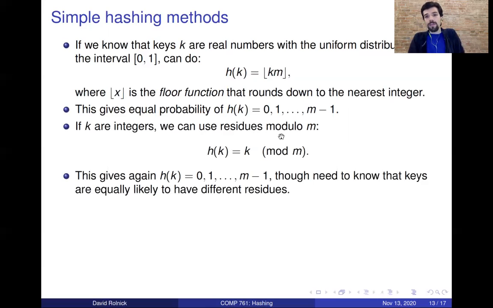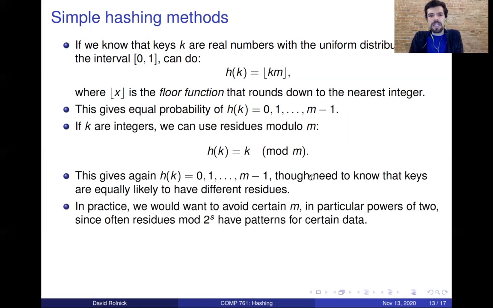That might not necessarily be the case. In practice, one could do this. It's not an unreasonable thing to do if you think that your keys are going to be pretty randomly distributed. Typically, we would want to avoid certain m, in particular powers of 2, because if you're working with computer data, powers of 2 are often special, and taking a residue modulo a power of 2 is just like looking at the last bits.